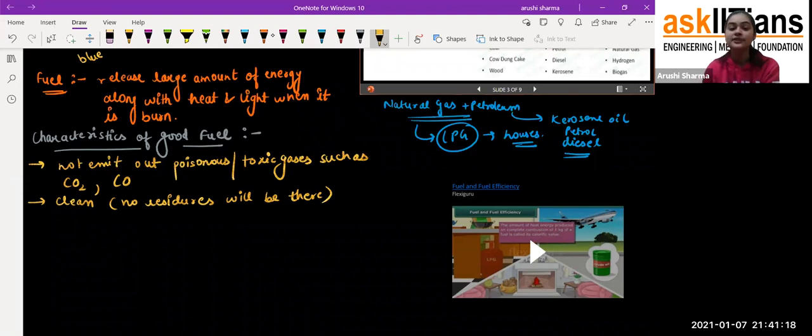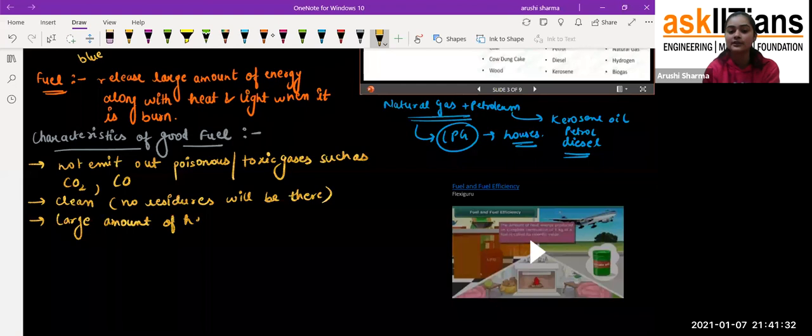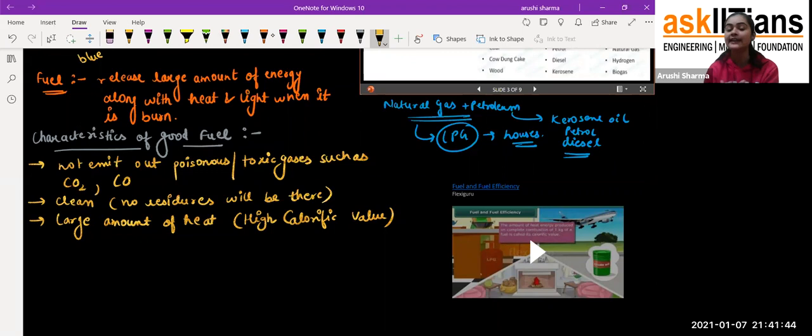And students, it should produce a large amount of heat, because we use fuel so that we can get a large amount of heat from it. A large amount of heat should be formed. That means we can say it should have a high calorific value. We'll discuss what calorific value is, don't worry about it, but just remember that it should give a large amount of heat, which means it should have a high calorific value.